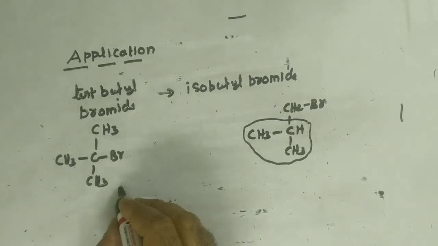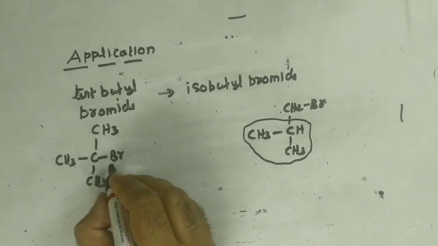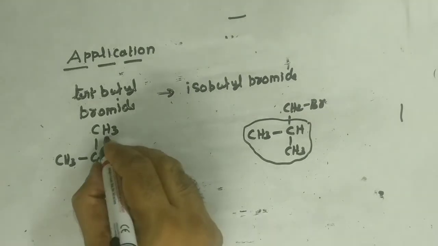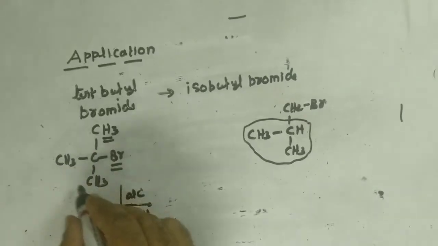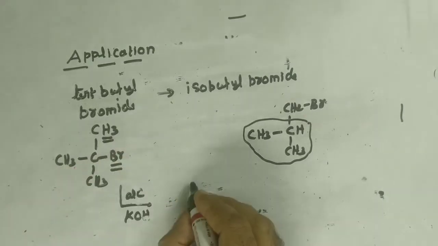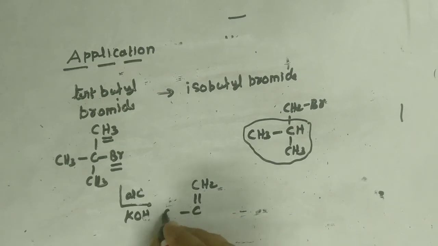So again what we'll do, we'll first of all react it with alcoholic KOH. From one carbon Br will go, from the adjoining carbon H will go. You can remove H from here also, here also. All of them have the same number of hydrogens. So you will get the formation of an alkene.